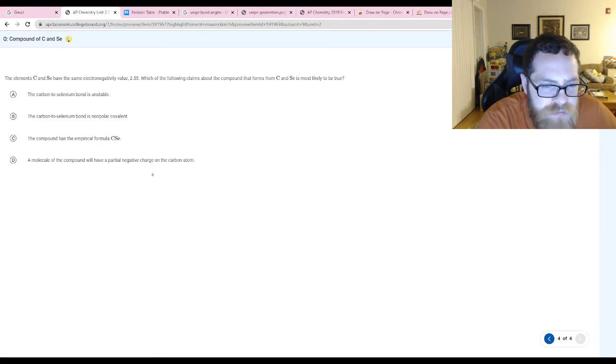And then a molecule of the compound will have a partial negative charge on the carbon atom. Right, this one, again, this and B have to do with electronegativity. They have the same electronegativity value. If you had one that was more electronegative on the carbon, then you would expect a partial negative charge on the carbon. But they're exactly the same. And so we can say that the bond between them is non-polar covalent. It is not a dipole because the two sides are equal, so it's not being pulled from one side closer than the other, or more than the other.